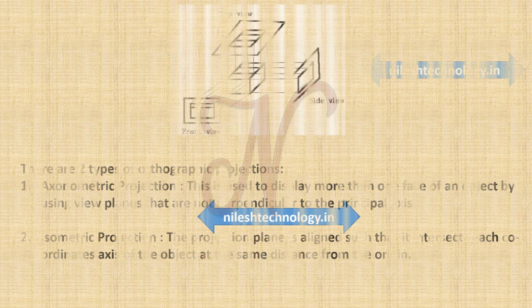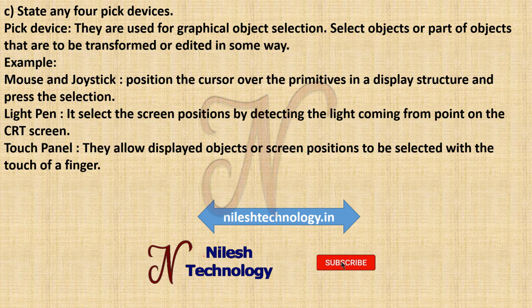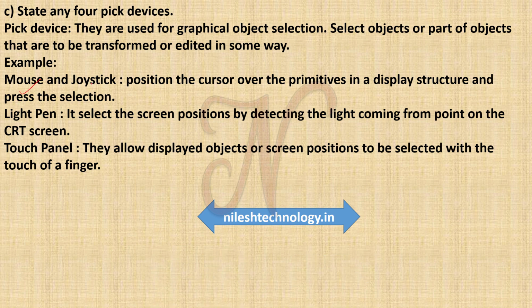The last question is: state any 4 pick devices. Pick devices, the best example is your mouse. The next one is the joystick, which is a gaming device, then light pen and touch panel. So these are the 4 pick devices.